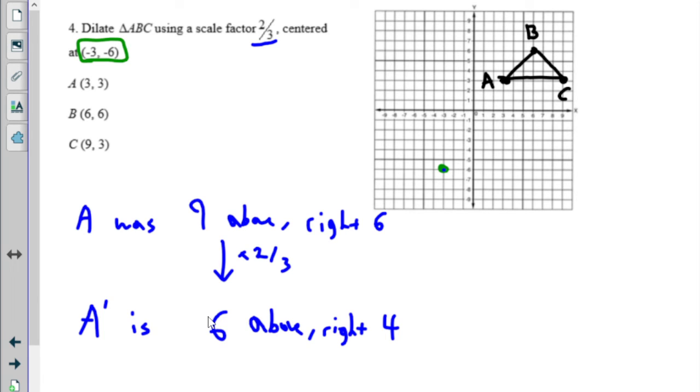Again, that's not the coordinates, that's my directions from that center point. So from that central point, that's my new directions to go. So I'm going to go 1, 2, 3, 4, 5, 6 above, and to the right 4, and wind up here. This is A prime.